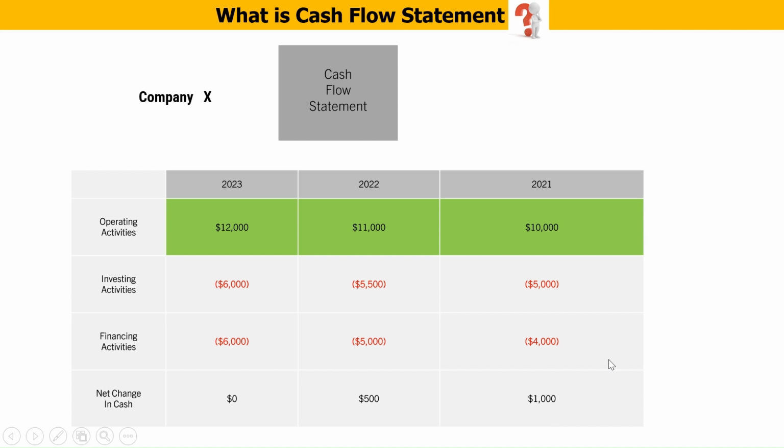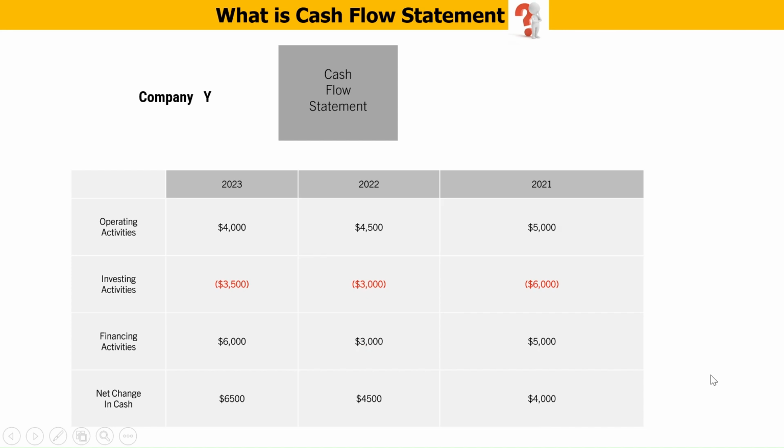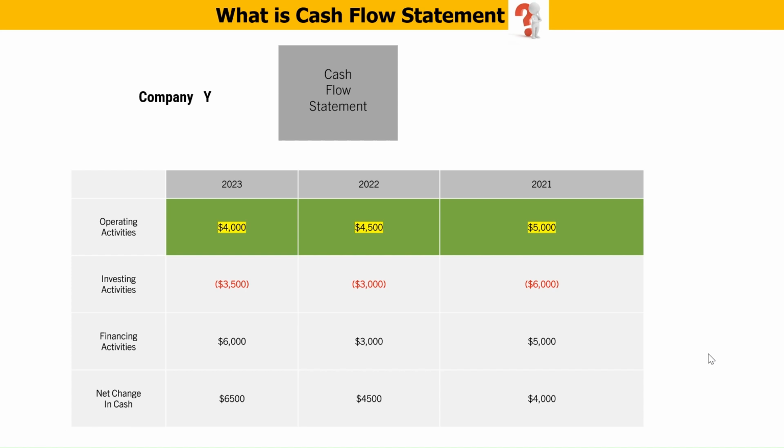In company X, I was showing you a good cash flow statement. Now let's look at company Y here. I'm going to show you one that's not looking so good. So let's start from right to left and look at the operating activities. You can see the operating activities cash flow is slowly decreasing. It's going from 5,000 in 2023 to 4,500 to 4,000.